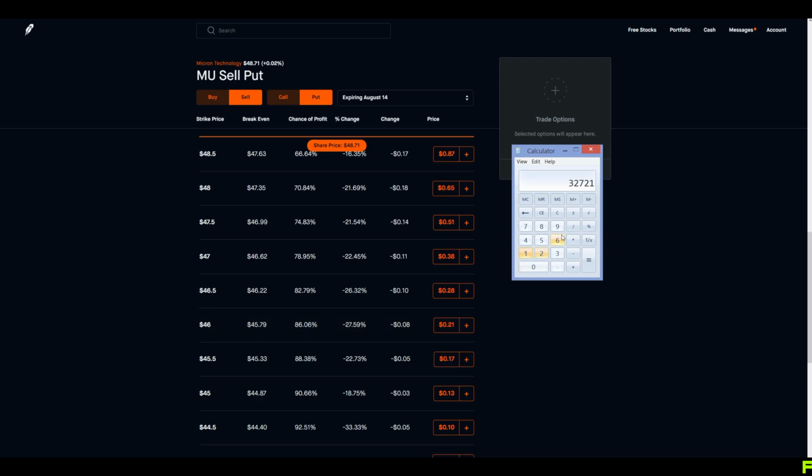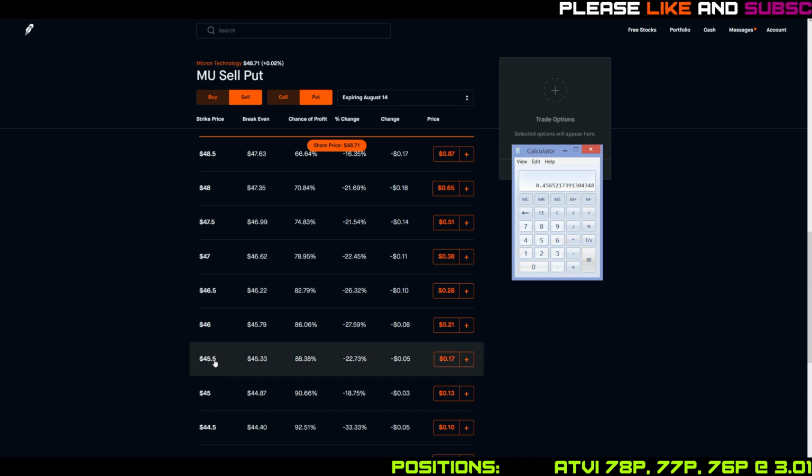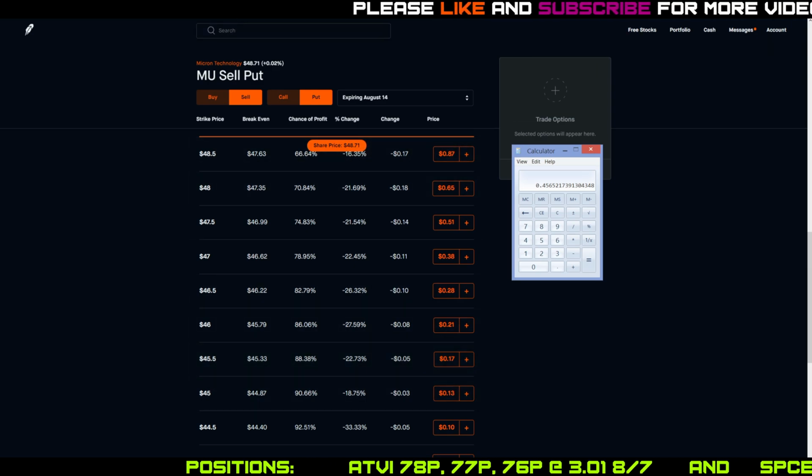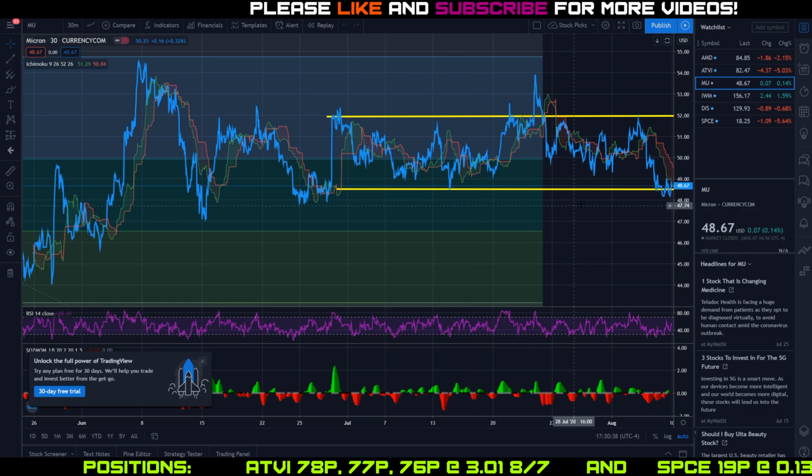So let's just see, $21 divided by $4,600 in collateral. So that would make me just a little over 0.4%. I mean, maybe even 45, 50 I could get in. So, it's trading at 48. Like I said, it's been beaten down lately. Look at the graph here.